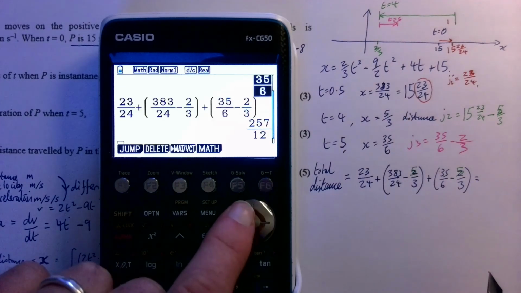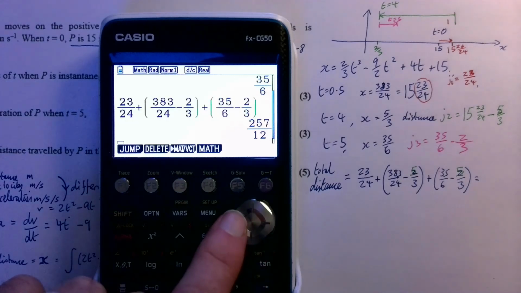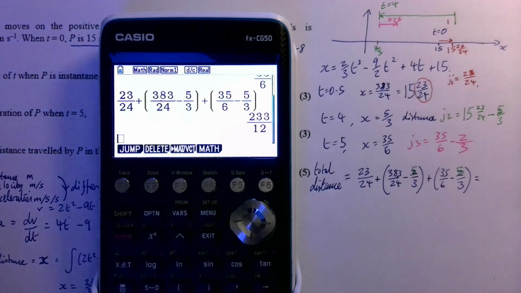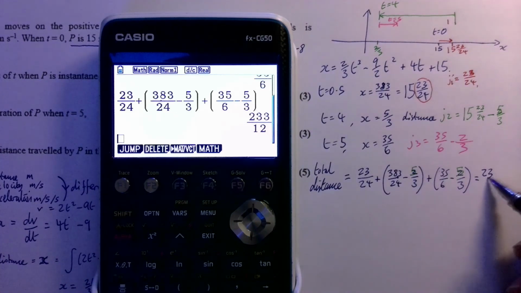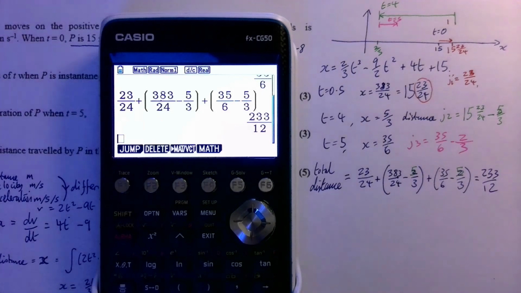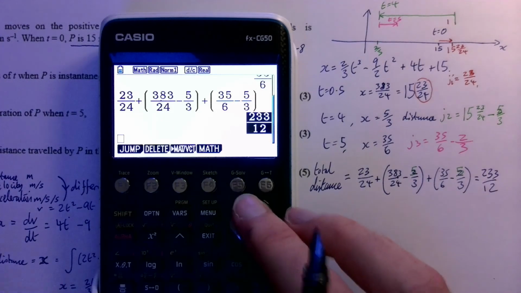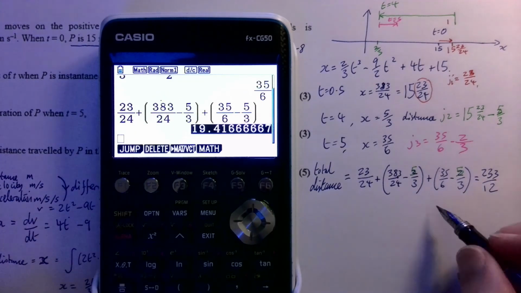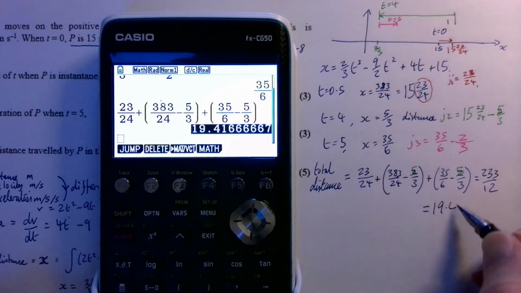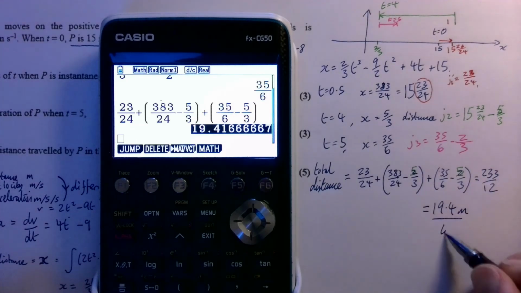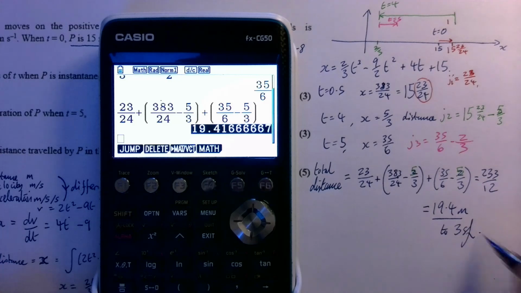If I go back here, sorry about this, then I get 233/12, which is what we should have. So 233/12, and if you hit S to D on that, that gives us 19.4 meters to 3 significant figures. All right, okay, see you next time for the last 3 questions. Actually, the last 2 questions.